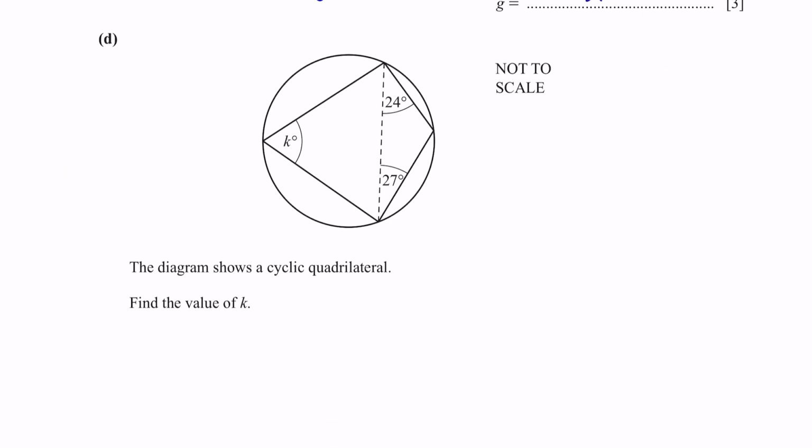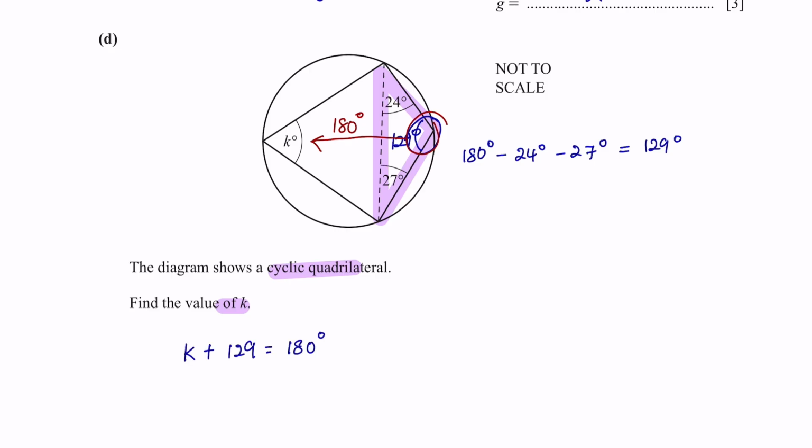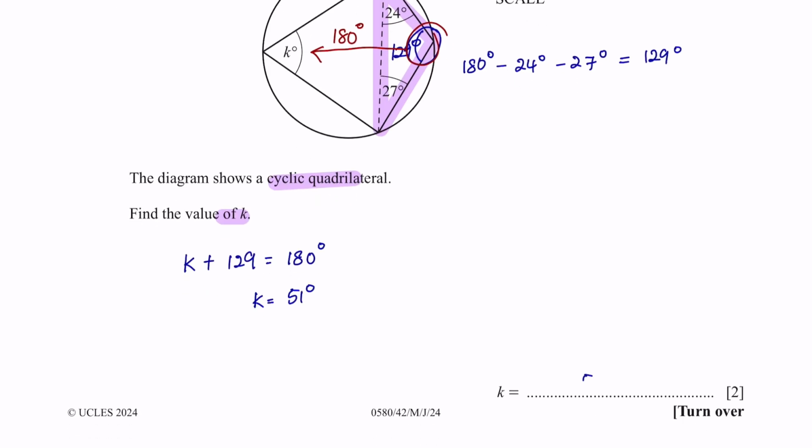Next, question D. The diagram shows a cyclic quadrilateral. Find the value of K. We have here a triangle. We know that the sum of the interior angles for a triangle makes up 180 degrees. So that makes this angle over here to be 129 degrees. Now in a cyclic quadrilateral, the angles opposite to each other will sum up to be 180 degrees. So that makes K to be 51 degrees, which is 180 take away 129.